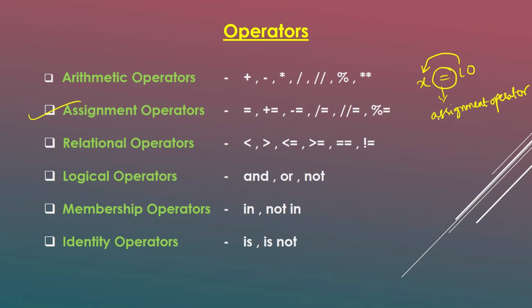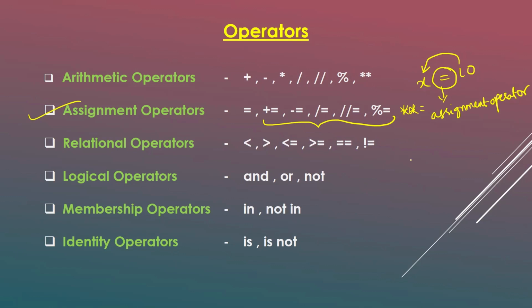There are different types of assignment operators like plus equal to, minus equal to, forward slash equal to, double forward slash equal to, modulus equal to. You can write star star equal to also. What is the meaning of the combination of arithmetic operators and assignment operators together? We call them assignment operators. This is a shorthand method to perform manipulations on the same variable and assign the result to the same variable.